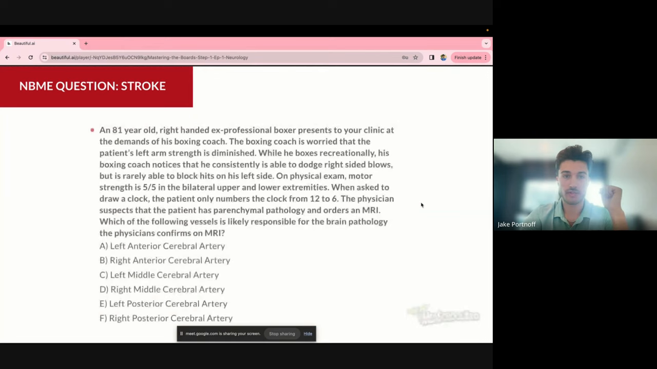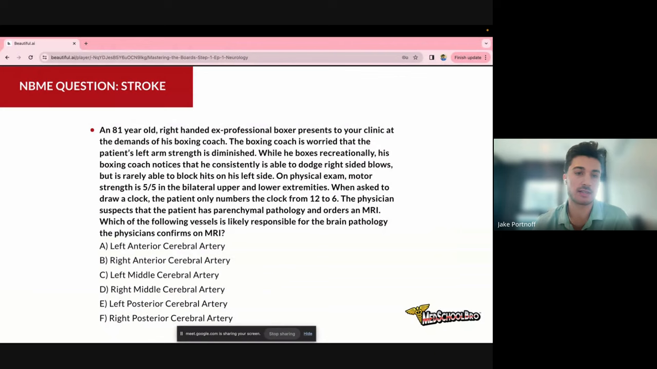We have another NBME style question here. So we have an 81-year-old right-handed ex-professional boxer who presents to the clinic with his boxing coach. The boxing coach is worried that the patient's left arm strength is diminished. While he boxes recreationally, his boxing coach noticed he is consistently able to dodge right-sided blows, but is rarely able to block hits on his left side.